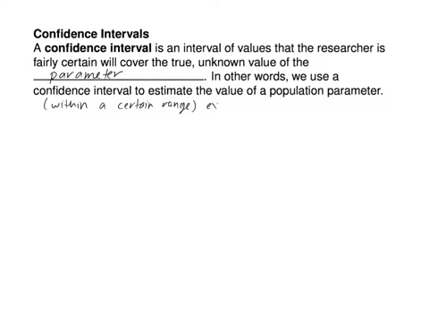So, for example, vote for candidate X and you get the confidence interval is like 0.53 to 0.56. You're pretty sure the actual proportion is in between 53 and 56%, right? Okay.